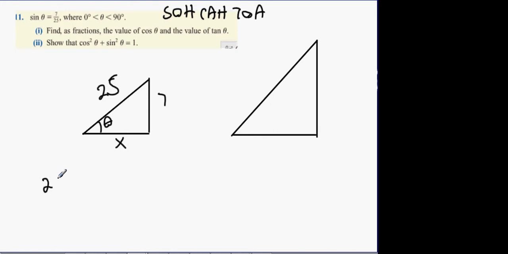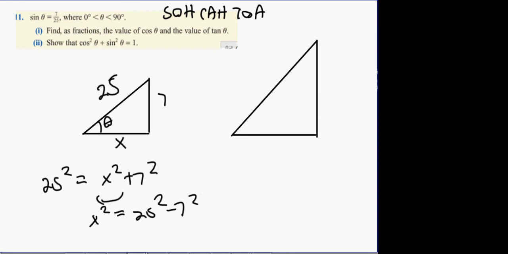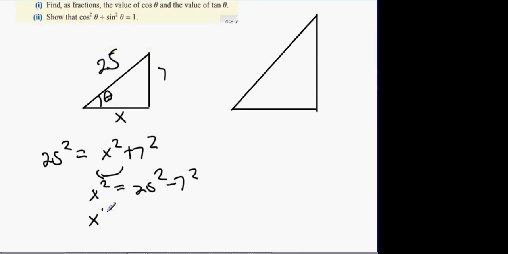So we're going to say 25 squared equals x squared plus 7 squared. Then bring it over to your side. X squared equals 25 squared minus 7 squared. What's 25 squared minus 7 squared, anybody? 576. And what's the square root of 576? 24. So its length is 24.